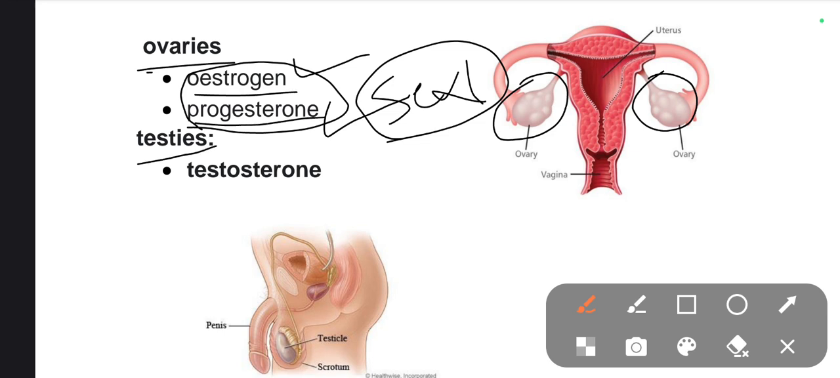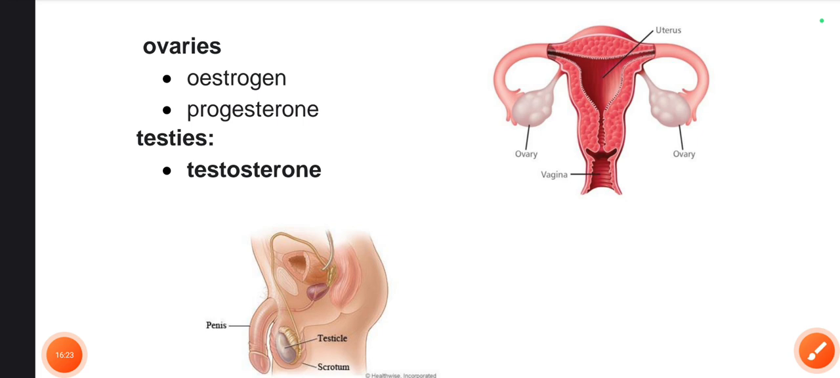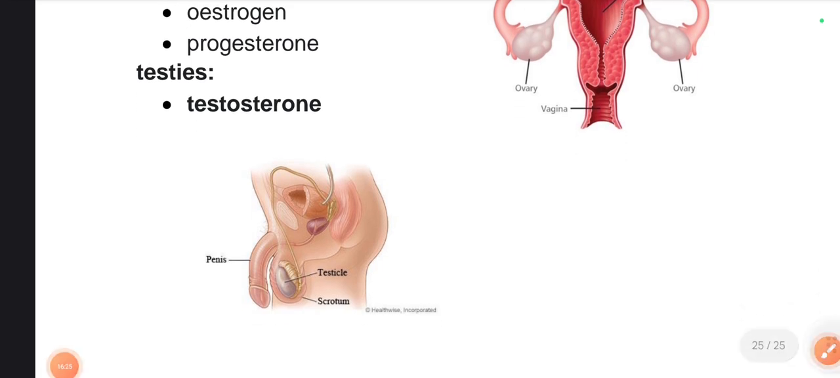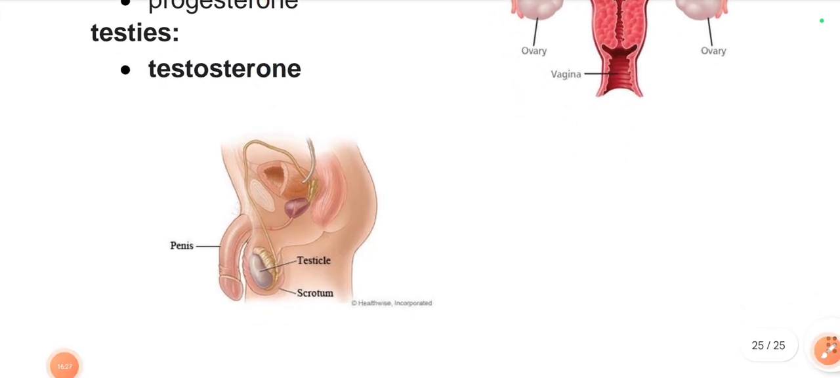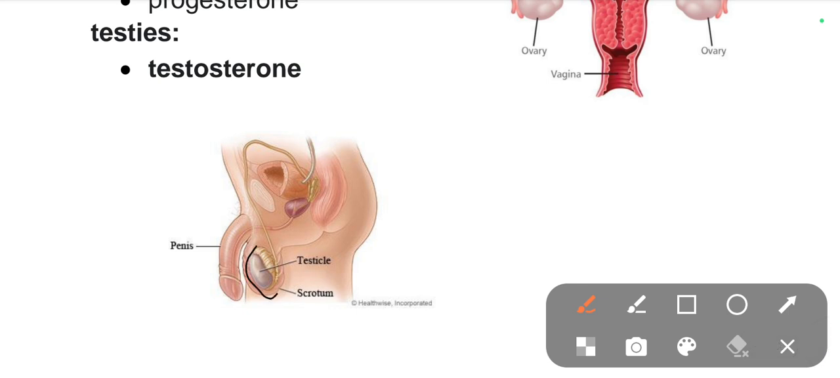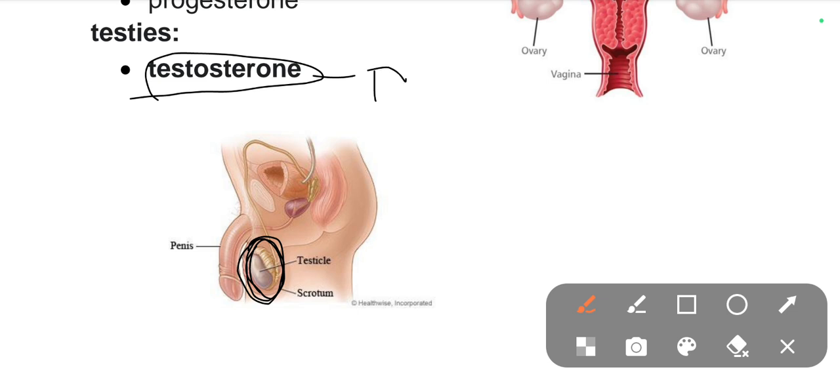The next one is the testis. The testis are present in the male reproductive system. Here you can see the testis. This is the scrotum, a soft bag. It consists of two testes, those are testicles. These testicles produce the testosterone hormone, which is present in males.